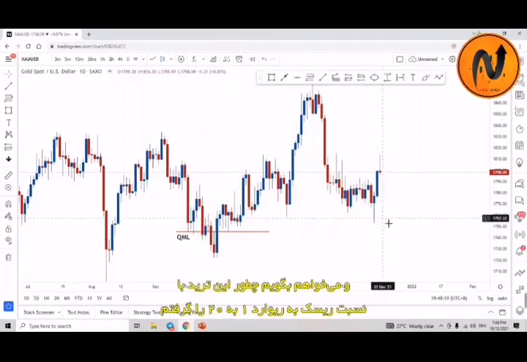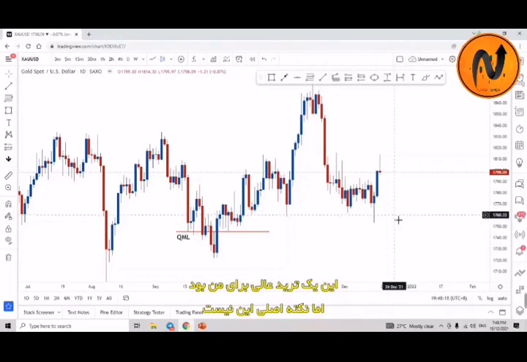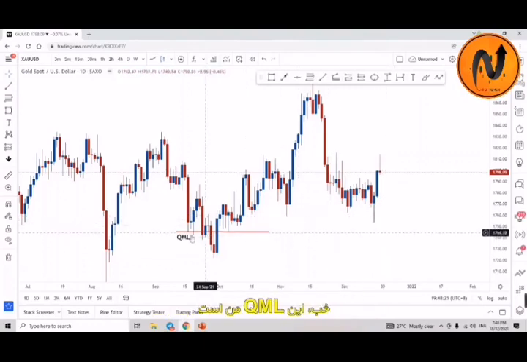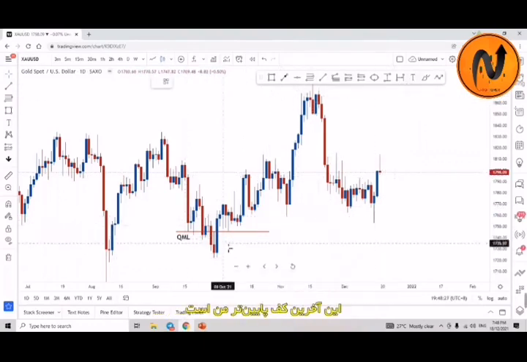I'm going to tell you how I managed to catch a 1 to 26 risk reward trade, an excellent trade for me. But that is not the point. The point is the entry. If you look at how I got my entry, you'll be amazed. This is my QML. This is my ultimate lower low.